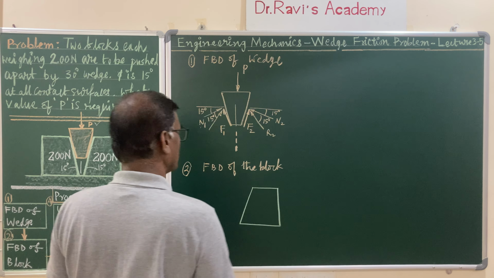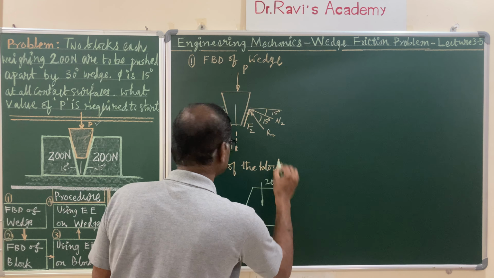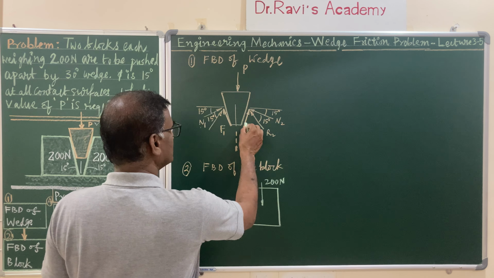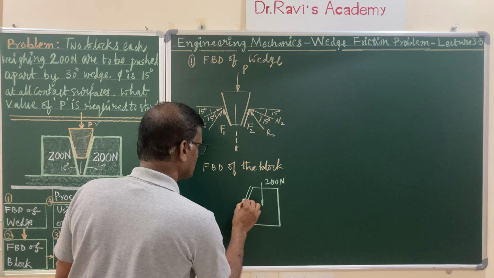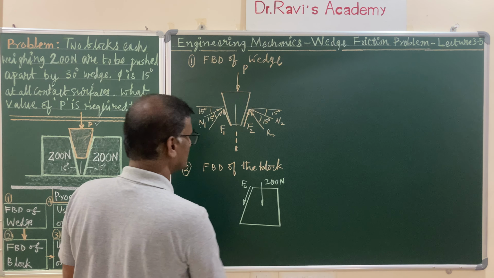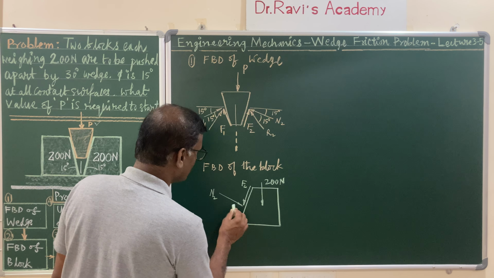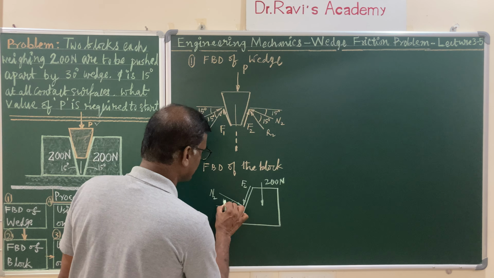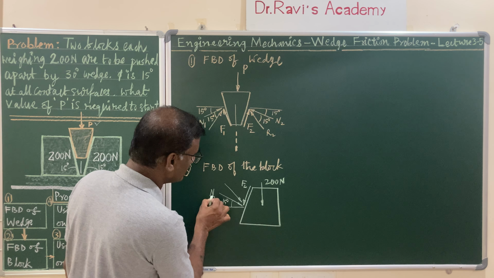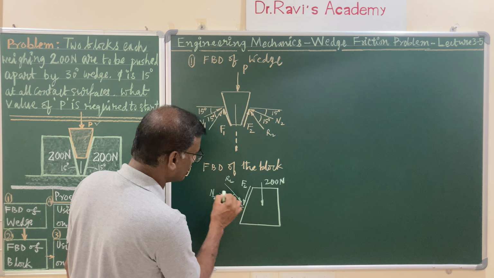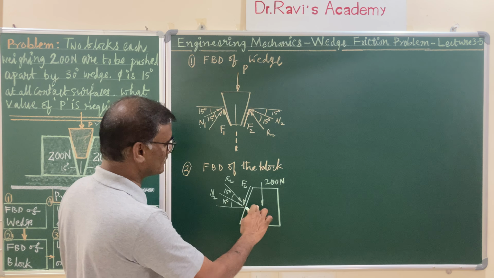This is the diagram of the block, and the weight is given, acting vertically downwards, 200 newtons. Here the frictional force is acting vertically upwards, and exactly opposite to that, F2 is acting vertically downwards. And of course the normal force on the body, N2, is inclined at an angle of 15 degrees with the horizontal, and the resultant of F2 and N2 is R2. This is again at an angle of 15 degrees, so that means R2 makes an angle of 30 degrees with the horizontal line.